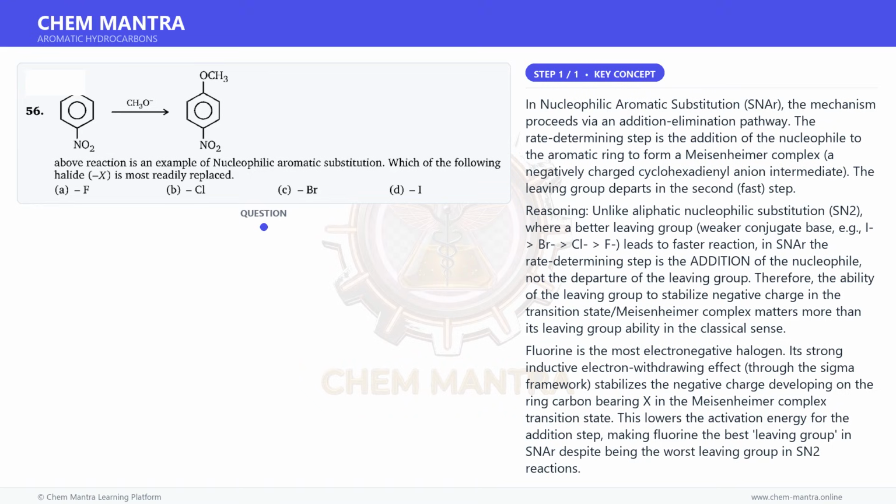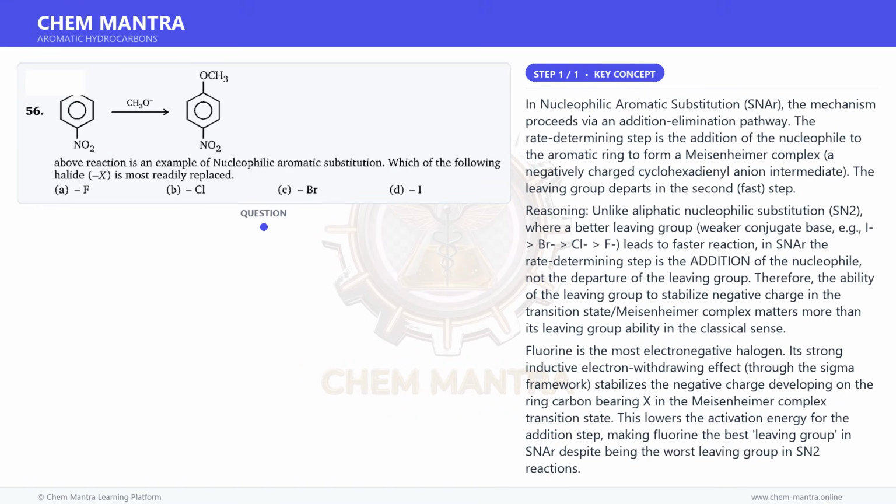Additionally, the C-F bond has partial ionic character, and the high electronegativity of F stabilizes the anionic Meisenheimer intermediate. Why other options fail? Cl, Br, and I are progressively less electronegative than F, so they provide less stabilization of the Meisenheimer complex through inductive effects, making their SNAr reactions slower despite being better leaving groups in SN2 chemistry.